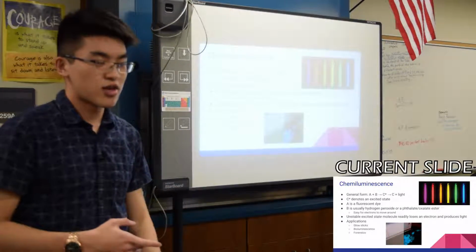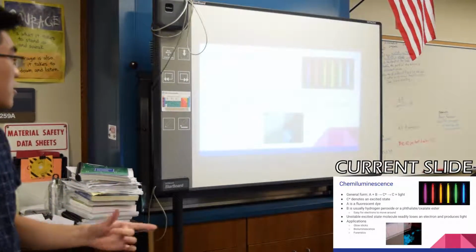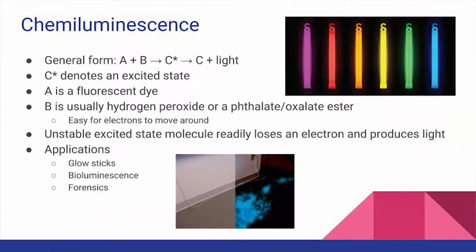One of the reactants is a fluorescent dye, and the other is usually something that initiates the reaction. For luminol, we'll show that later, it's hydrogen peroxide, and for glow sticks, it's some sort of ester. What these have in common is an oxygen-oxygen bond, and oxygen-oxygen bonds, single bonded oxygen to oxygen, are generally super unstable. So it's really easy for it to split and for electrons to move around. That's perfect for this, because you don't want the electrons to jump into the molecule and just get released soon.